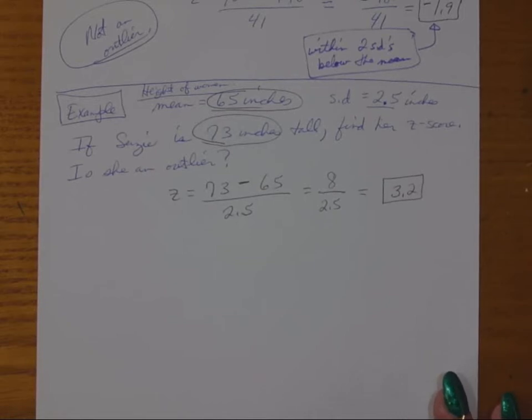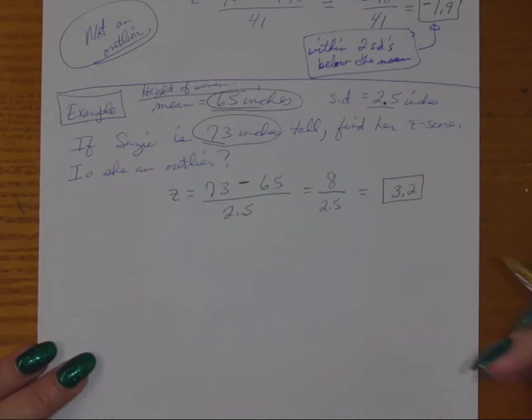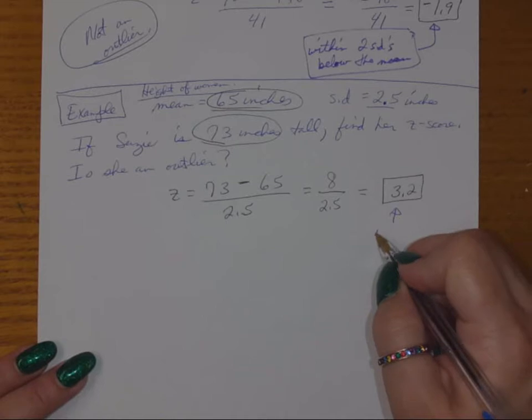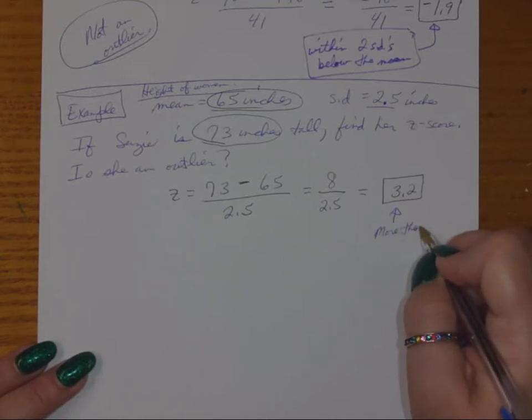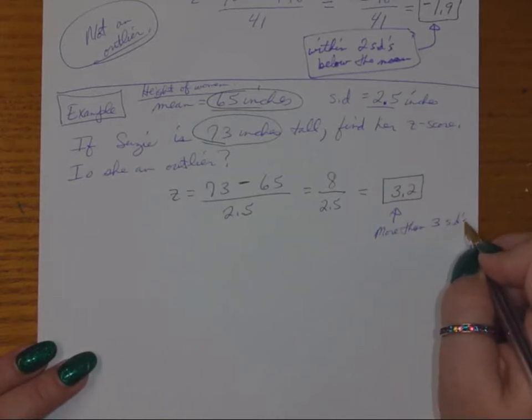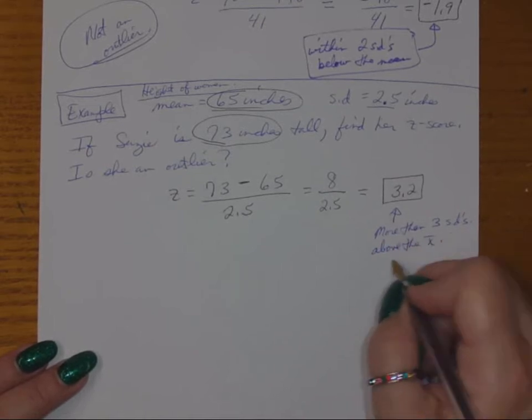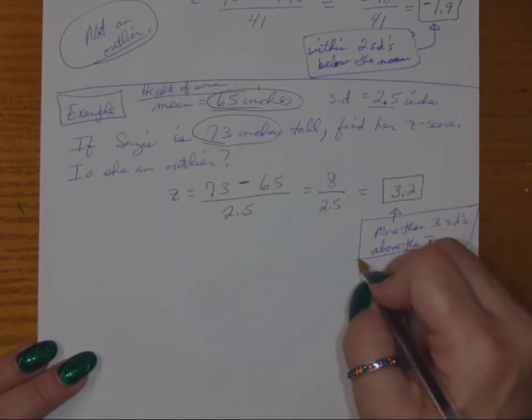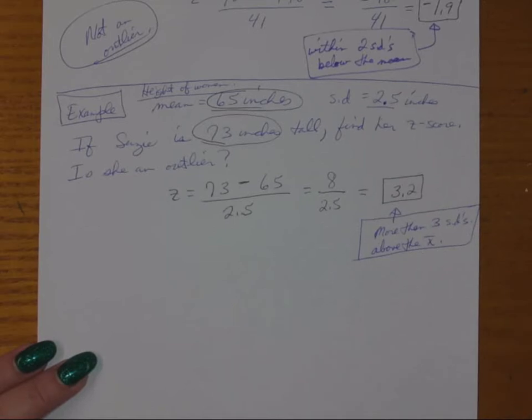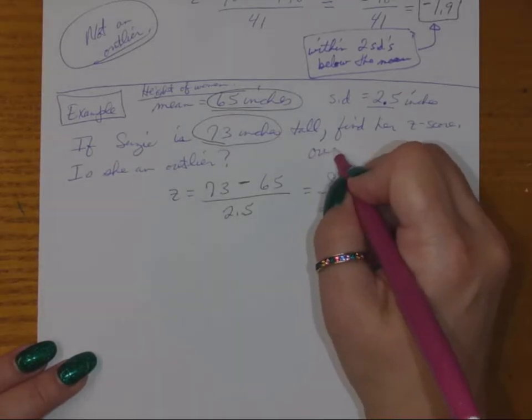All right, so whenever I see that, I say, okay, is Susie an outlier? So this tells me that she's more than 3 standard deviations above the average, the mean. So what does that tell me about Susie? Susie is an outlier. Yes.